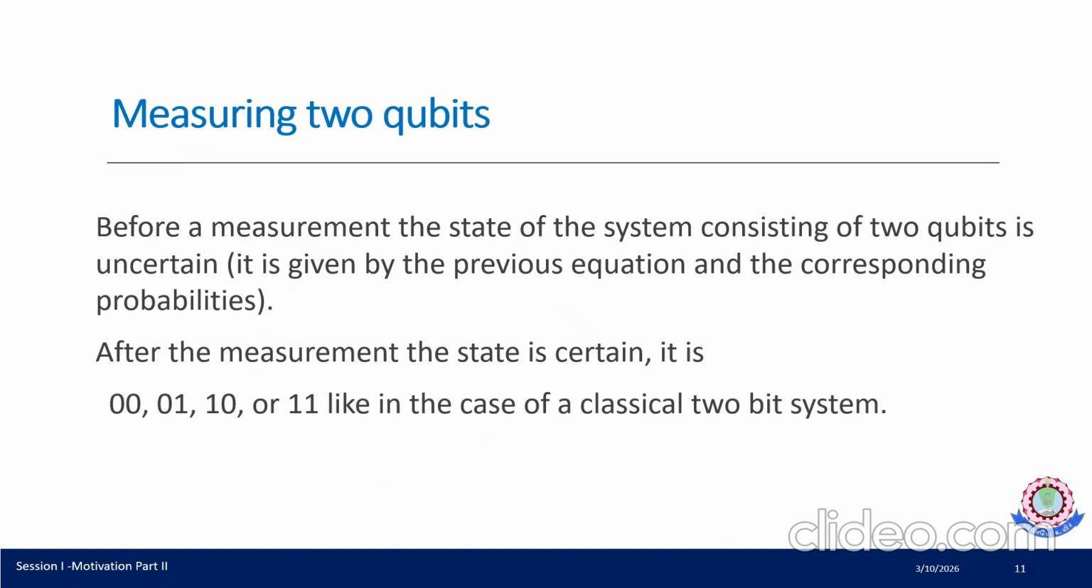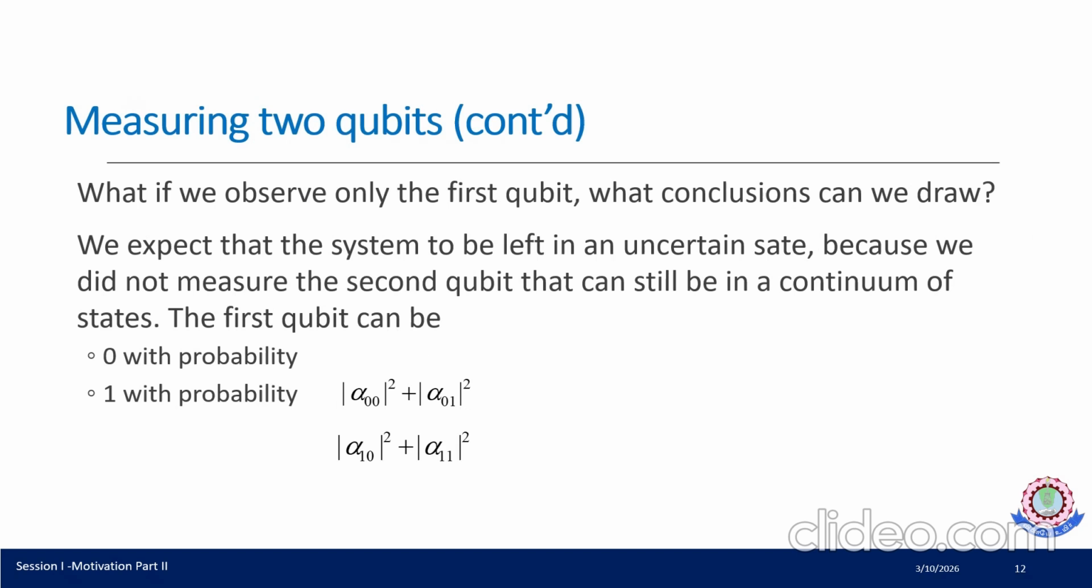Measuring the two bits. Before measurement, the state of the system consisting of two bits is uncertain. It is given by the previous equation and the corresponding probabilities. After the measurement, the state is certain. It is 00, 01, 10, 11, like in the case of classical 2-bit systems.